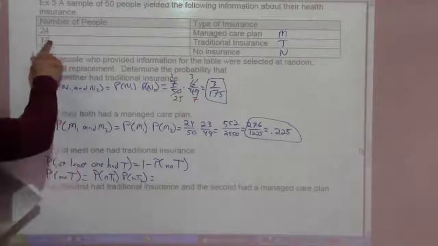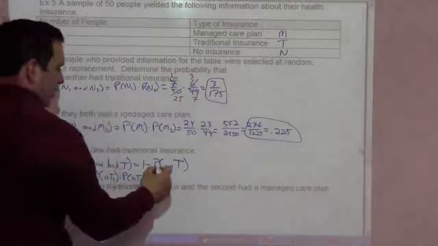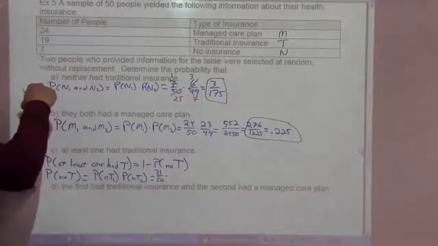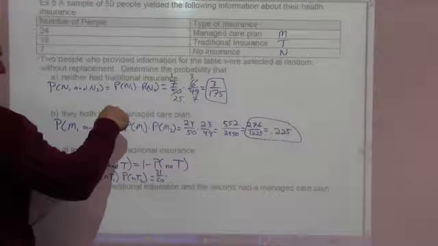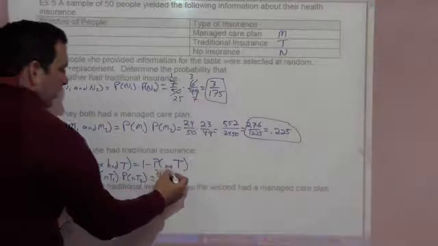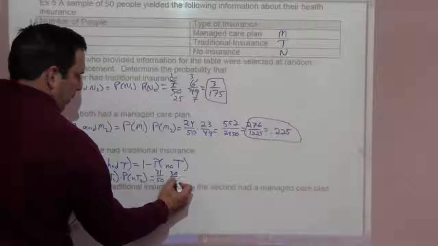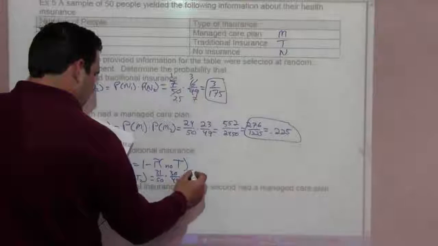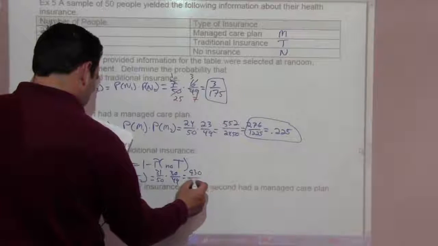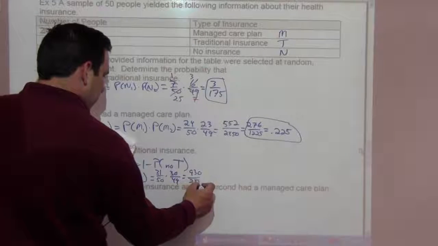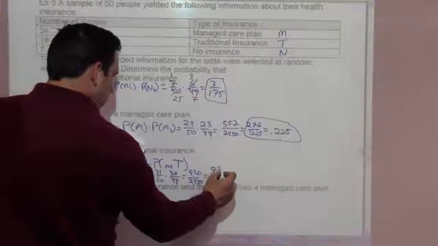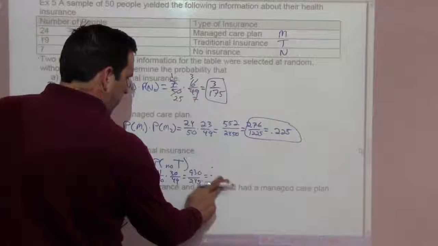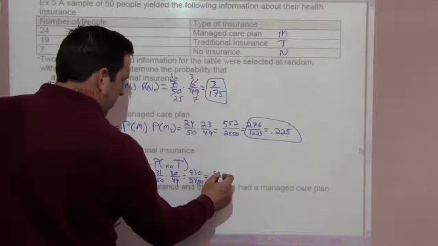Okay, so if 19 are traditional, that means there are 31 non-traditional. And if the first one is gone now, that means there's one less non-traditional. That means 30 are left out of 49. That gives us 930 over 2450, which is 93 over 245. Make this a little bit smaller.